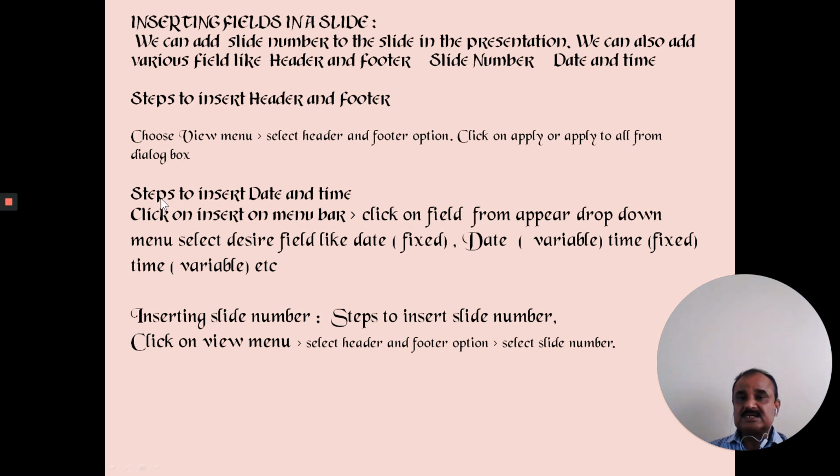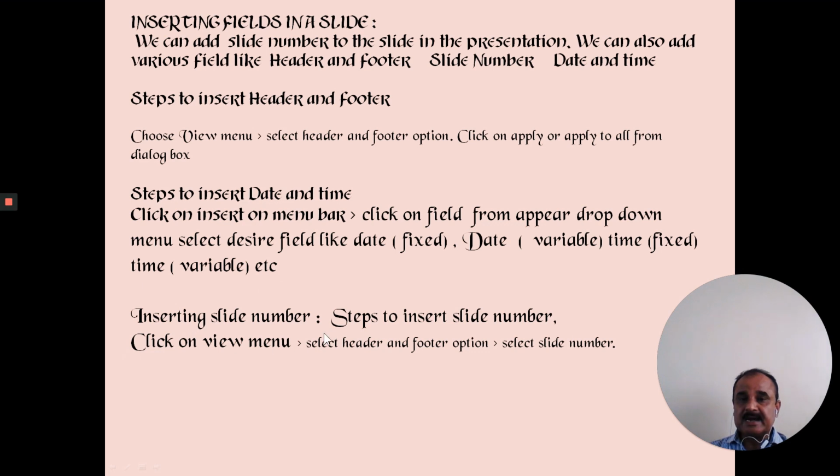Step number 2, steps to insert date and time. Click on insert menu, click on field from the drop down menu that appears, select the desired field like date fixed, date variable, time fixed, time variable, and click on it. Okay, that particular format of the date and time will be inserted in our slide.